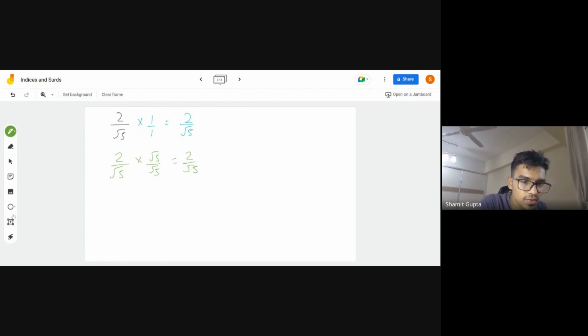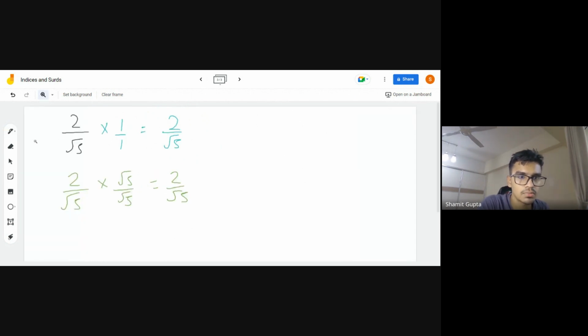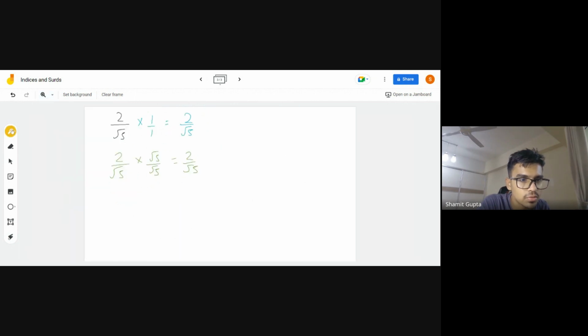But now you can simplify the left hand side. Let's use a different color. I zoomed in accidentally. Let's go back. So let's use a different color. I can write it as 2 times square root of 5 over square root of 5 times square root of 5, which is 5.